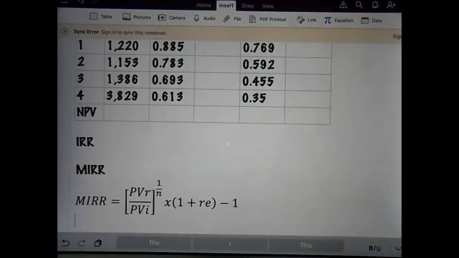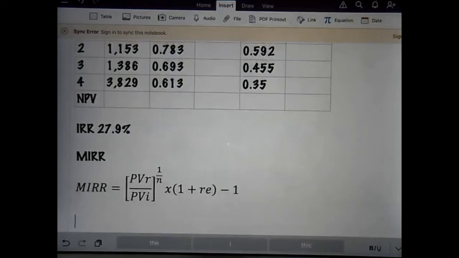Okay, are you done? What do you get? 1079. What's your IRR? 27 point? Can you get 27.9%? Yes, no? MIRR? Okay, do you know how to calculate MIRR now? PV of the investment phase is how much?